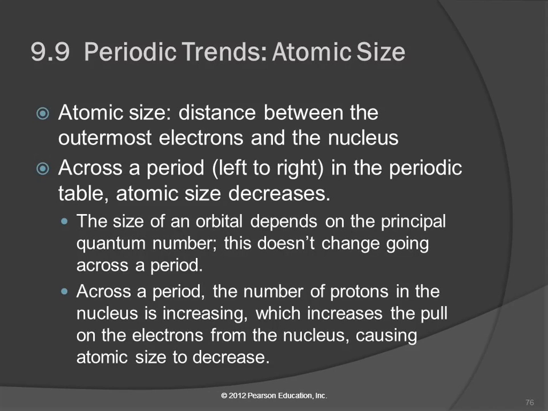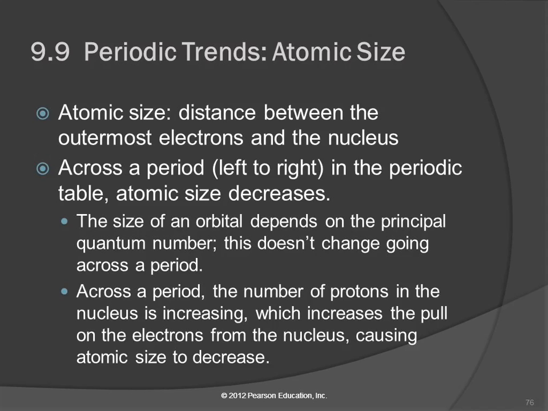Periodic trends. This is the stuff we need to understand the lab we did last week. So there are trends in the periodic table. One of them is atomic size, and you graphed that, and you saw it was this really weird graph. But there's a trend. Atomic size can be defined in many ways.